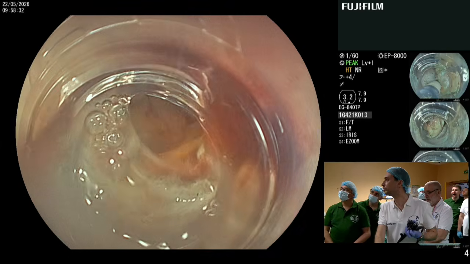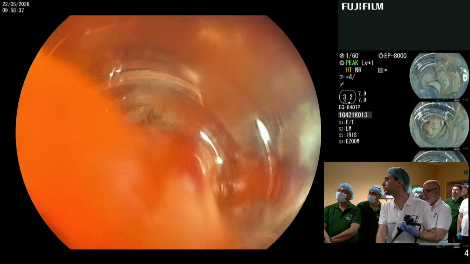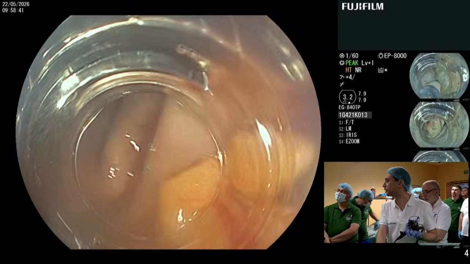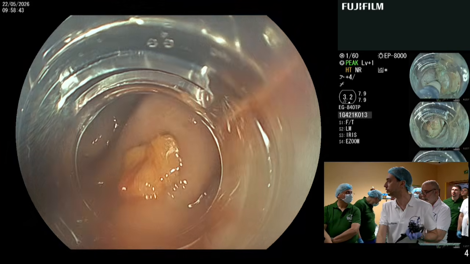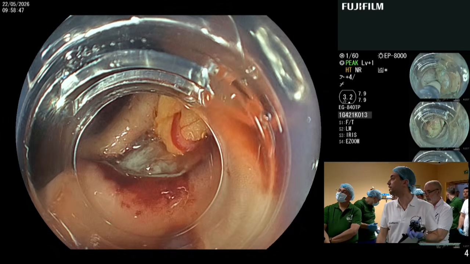Okay, now we have to check for blood vessels. All right, let's see whether we have to coagulate. It's good. Yes, that was a good movement. All right. Yes, with a big vessel. Okay, please give me the mantis clip.